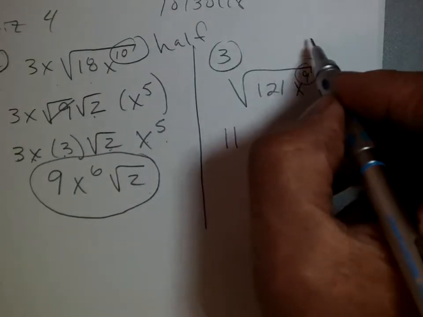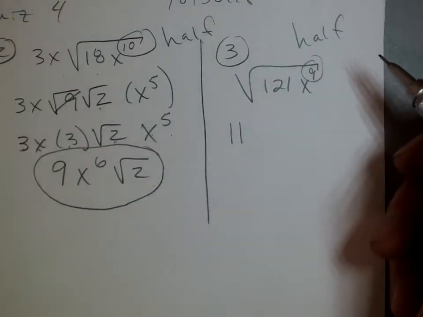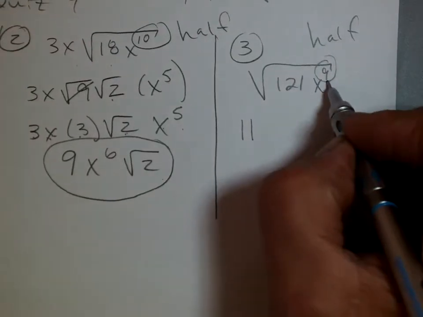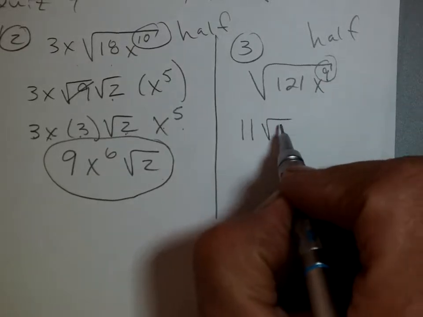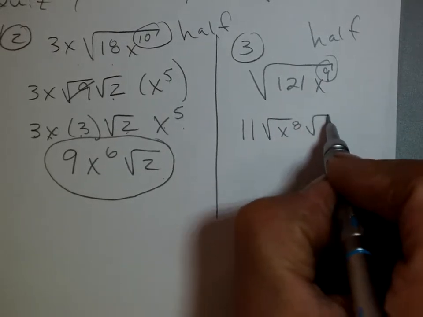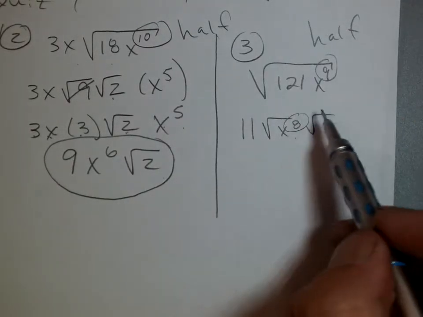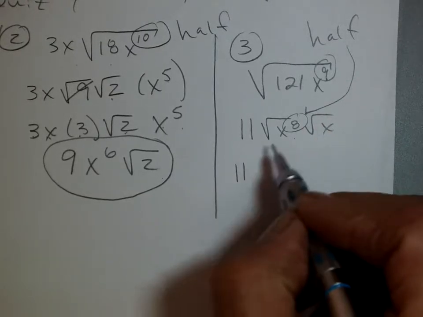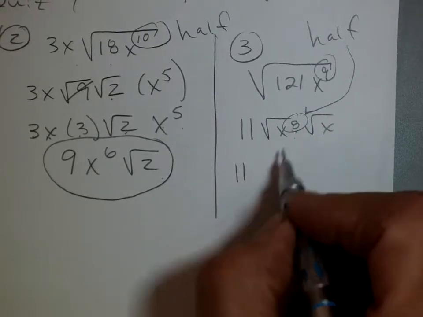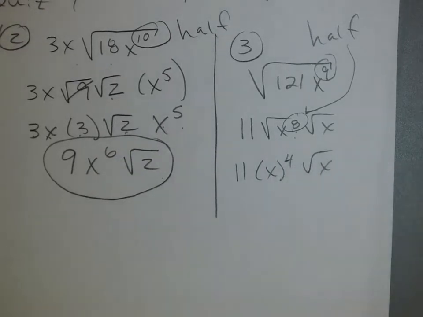Now I want to take half of this. But I don't want a fractional or decimal answer. I really want a nice answer. So I'm going to take 1 away from the 9 and make it x to the 8th. So I'm going to go square root of x to the 8th, square root of x, right? And now I can take half of the x to the 8th. So I can go 11, take half of the exponent, makes an x to the 4th, square root of x, and of course, we're pretty much done. I didn't really need the parentheses, did I?